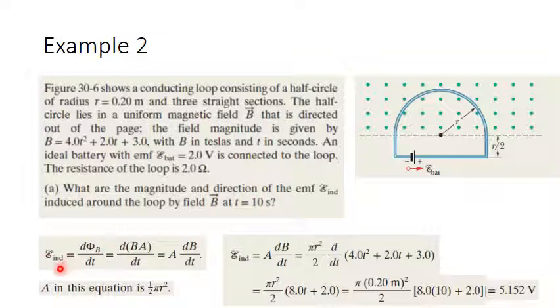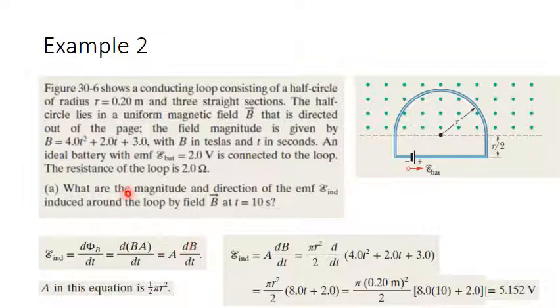So, the induced electromotive force would be d(BA) over dt. And because the area is constant with respect to time, we can take the area outside the differentiation. So in this case, the induced EMF would be the area multiplied by dB over dt. And actually we have B as a function of t, so we can differentiate this with respect to time. The area is the area of the half circle. The area of the circle is pi r squared, so this is half pi r squared.